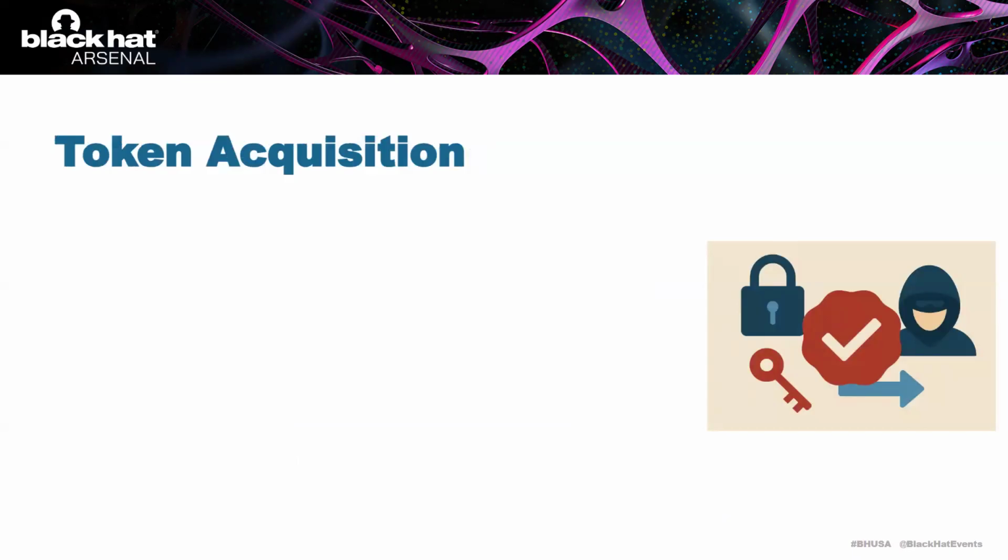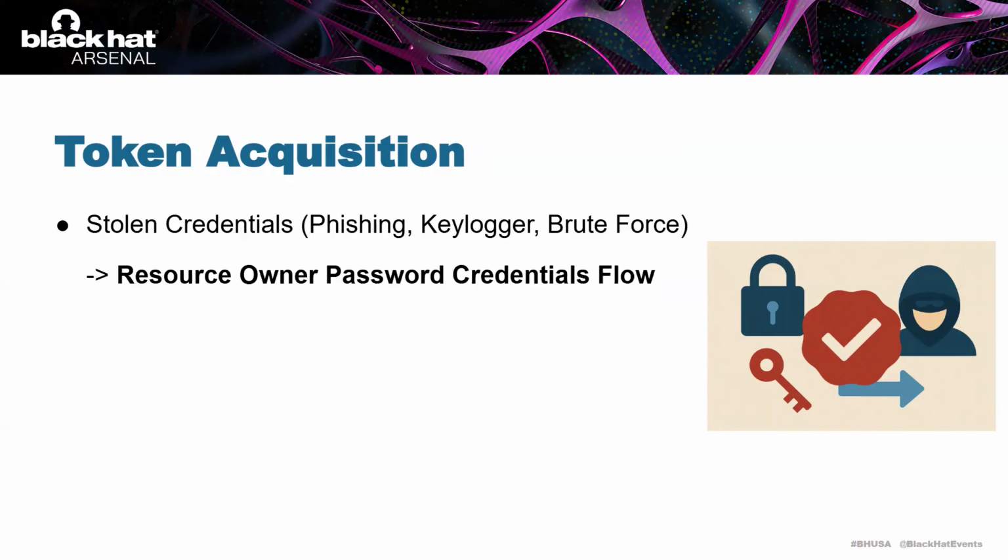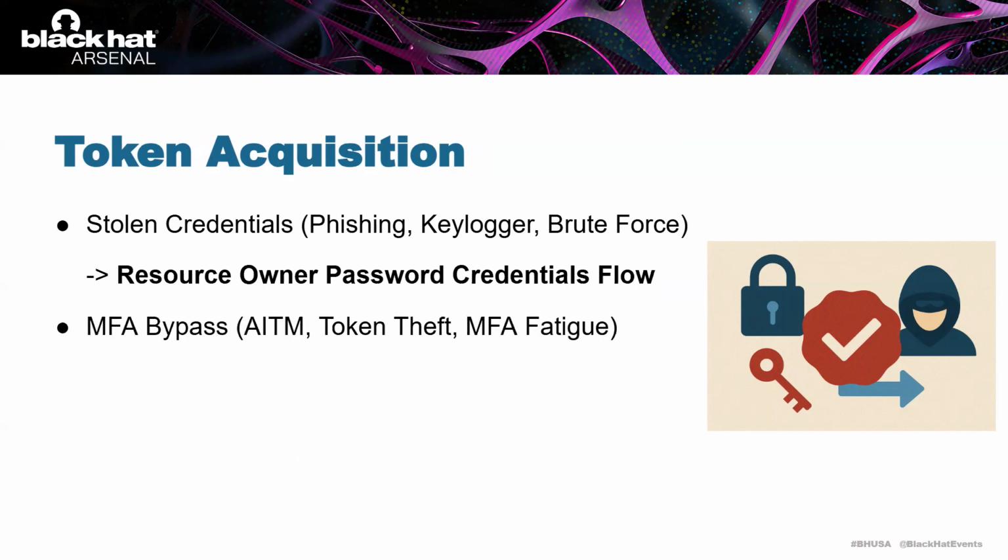And what are all the ways that msInvader supports token acquisition? Well, there are multiple. For example, if we want to simulate attackers stealing credentials, like phishing attacks or password spraying attacks or keylogger attacks, we can use the resource owner password credential OAuth flow, which allows us to obtain a token with a username and password.